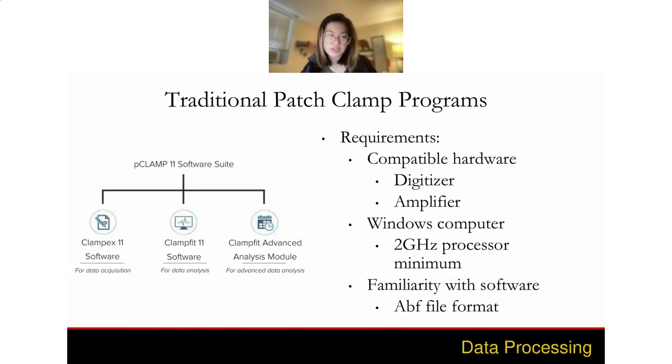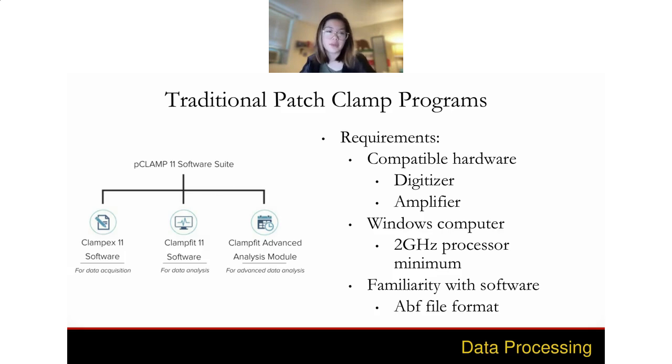Okay, so first I'll talk a little bit about traditional patch clamp software that most electrophysiologists are accustomed to. Most software for patch clamp that is currently used is developed by Molecular Devices, and they have a software suite called the pClamp suite, where you would use Clamp X here on the left-hand side for data acquisition. It'll sync with the hardware you have to run the protocols that you need, and you would generally use Clamp Fit, the software in the middle, for analysis afterwards or during.